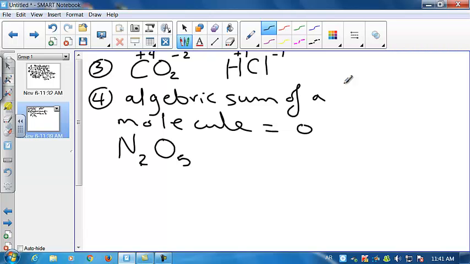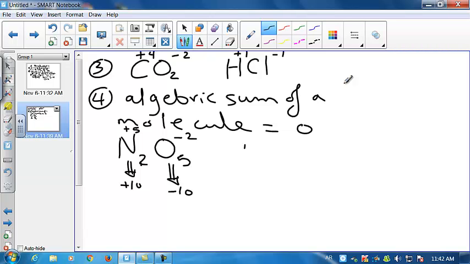Okay, what is the oxidation number on each atom? The normal oxidation number of the oxygen is negative 2. Negative 2 multiplied by 5, so the total negative charge is negative 10. So the total positive charge must be positive 10. And we have 2 nitrogens, so we multiply by positive 5. So the oxidation number of nitrogen in this compound is positive 5.